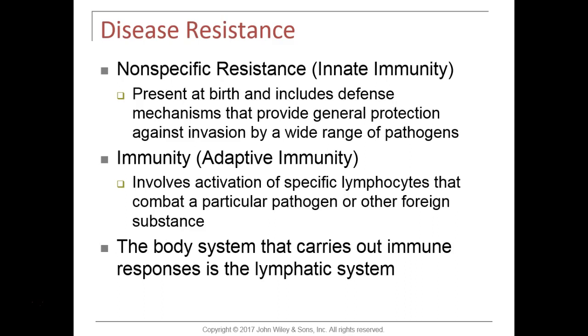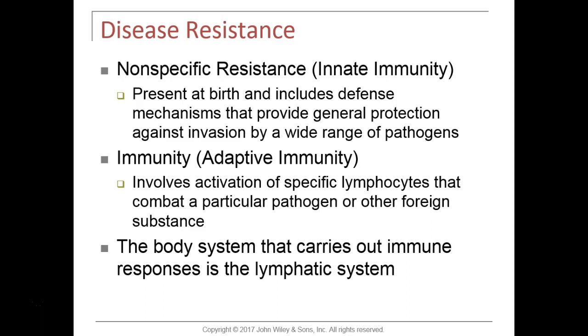Disease resistance occurs in our body in two principal ways. We have something called non-specific resistance or innate immunity. That just means that we are born with certain defense mechanisms that have the general capability of eradicating pathogens from the body in a non-specific manner. And we're going to talk more about what that means in a few slides ahead.